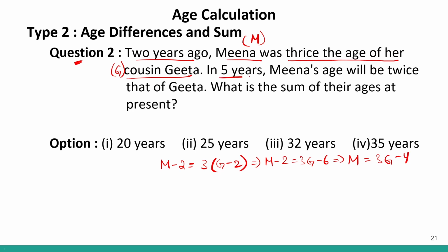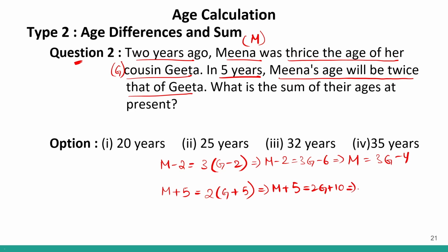Now, in 5 years, Meena's age will be twice that of Geeta. Right? This will be the equation. So if I open it, it will be M plus 5 equals 2G plus 10. So M will be equal to, if I take 5 this side, it will be negative. So 10 minus 5 equals 5. So it will be 2G minus 5.